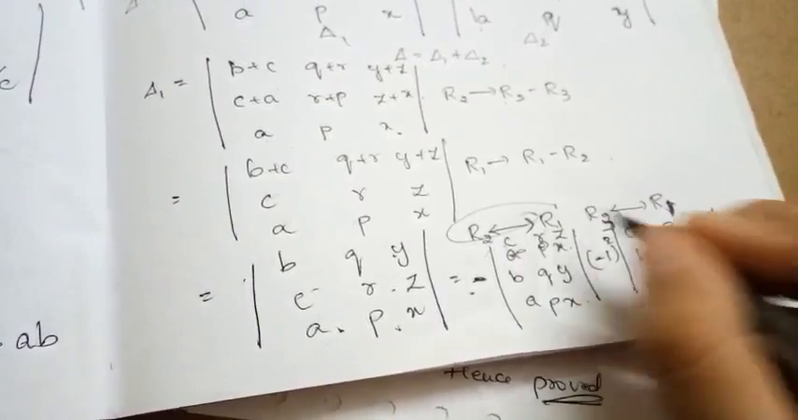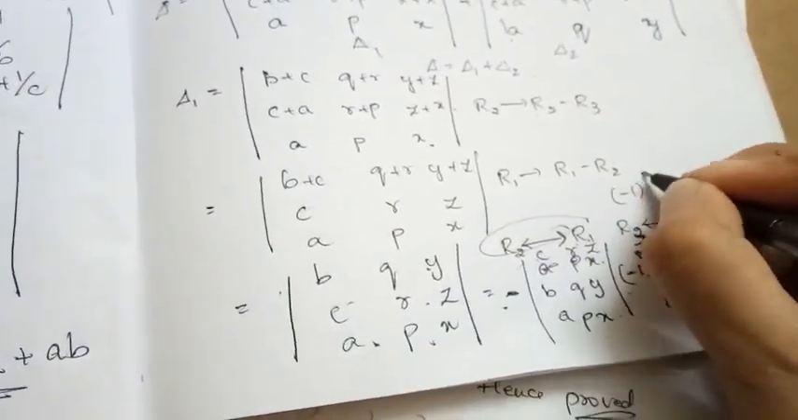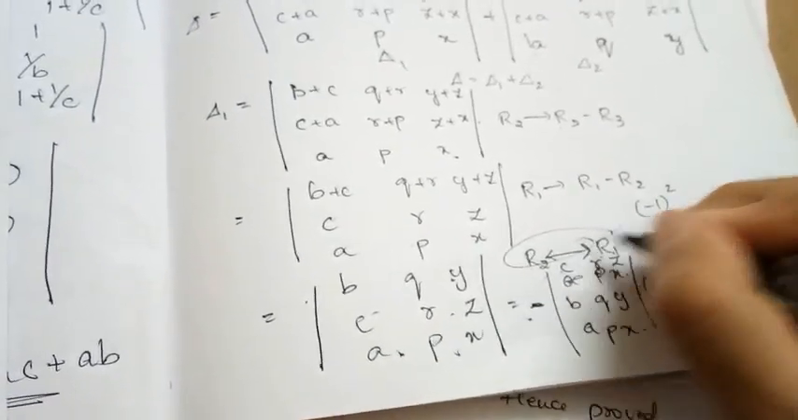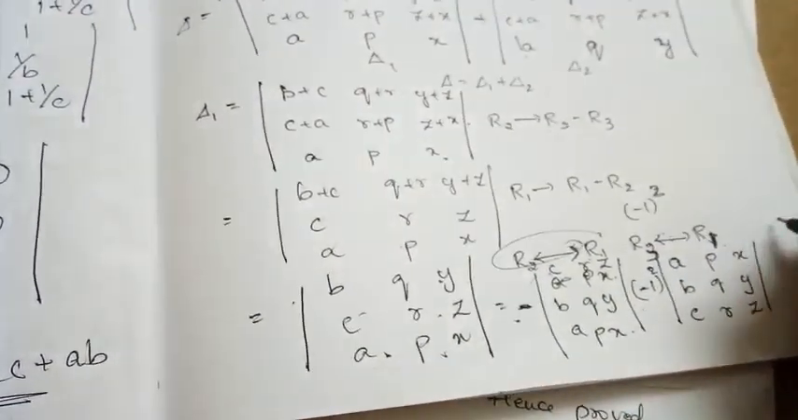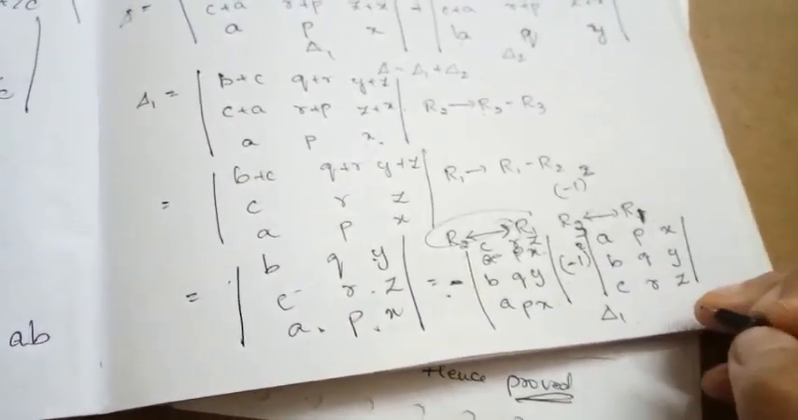If I write it together, I can write it as minus 1 whole square. Why am I using minus 1 to the power square? Because I used interchanging 2 times, that's why I used square. Suppose if I interchange 3 times, it becomes cube. So we got the value, and it is nothing but our delta 1.